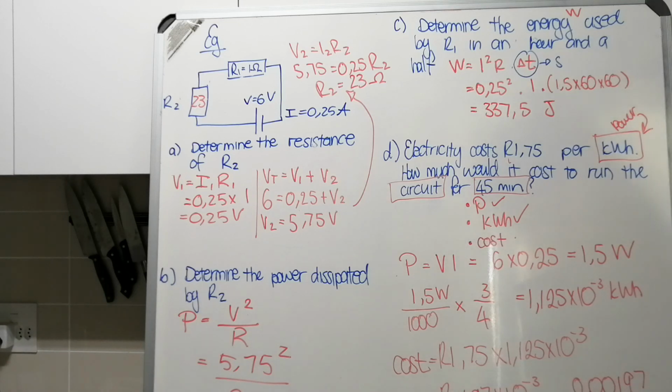That's 0.00197 rand, which is basically the same thing as 0.2 cents. Not even a full cent to run this circuit for 45 minutes. But like I said, this is an incredibly low wattage circuit. If you were running a kettle for 45 minutes, it would cost you upwards of 100 rand.